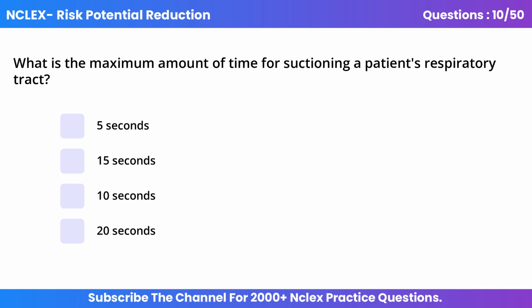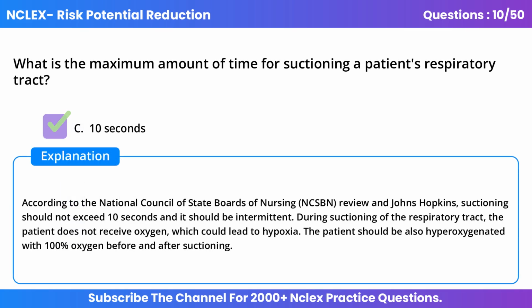Question 10. What is the maximum amount of time for suctioning a patient's respiratory tract? C. 10 seconds. According to the National Council of State Boards of Nursing, NCSBN, review and Johns Hopkins, suctioning should not exceed 10 seconds and it should be intermittent. During suctioning of the respiratory tract, the patient does not receive oxygen, which could lead to hypoxia. The patient should also be hyperoxygenated with 100% oxygen before and after suctioning.